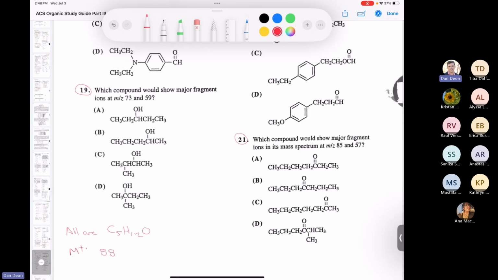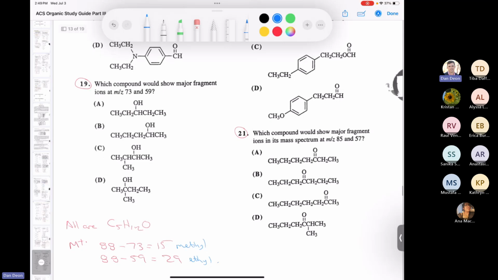So we're looking for 73 and 59. If we take 88 and subtract 73, we get 15. So 88 minus 73 equals 15. And then if we take 88 and subtract 59, we end up with 29. So 15 is a methyl and 29 is an ethyl. So we have to look for something where we could lose a methyl and an ethyl, or where we would be prone to lose a methyl and an ethyl.